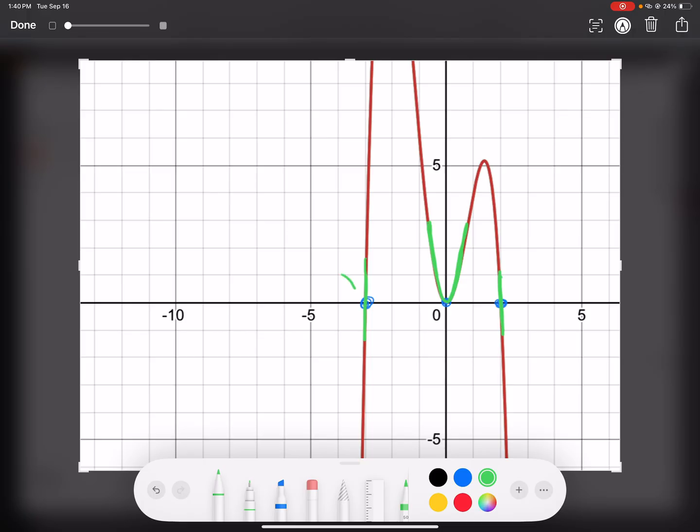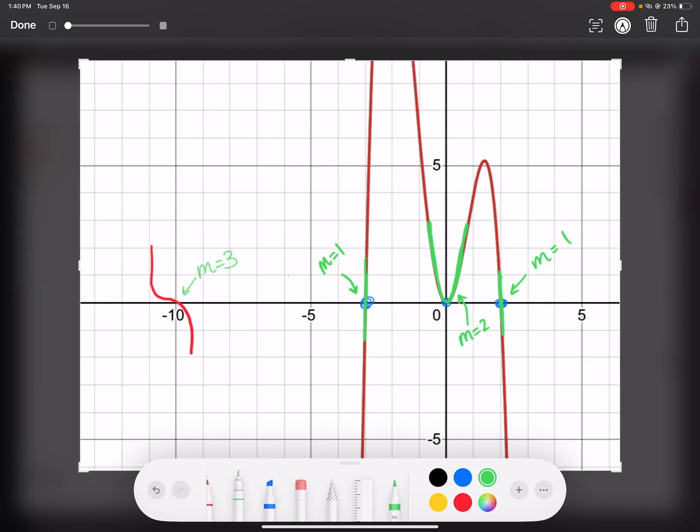So remember, if it's going directly through it, this would be where your multiplicity is 1. If it is bouncing off of it like that, this is m equals 2, that multiplicity, and from here this would be m equals 1. Oops. Now just keep in mind that in other problems, if you start to see a graph look something like this, this would be an example of where your multiplicity would be 3. So in that type of behavior, this is where your m would equal 3. But for us in this problem, we're not having to worry about that right now.